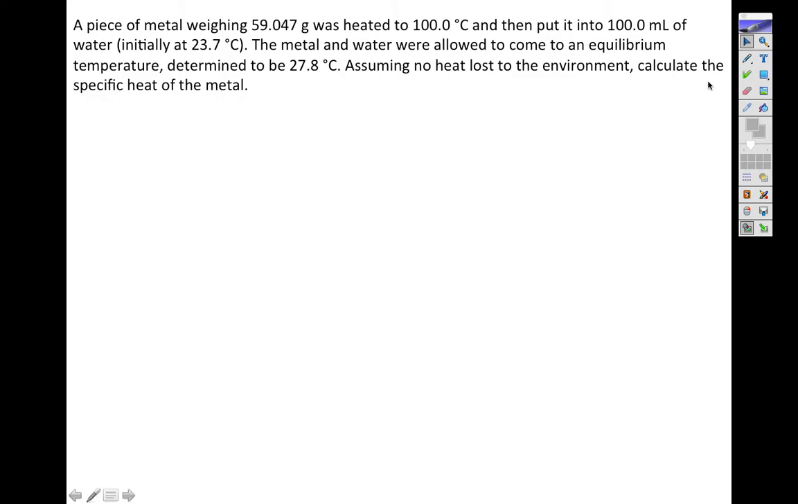So the question on this slide says a piece of metal weighing 59.047 grams was heated to 100 degrees Celsius and then put into 100 milliliters of water, initially at 23.7 degrees Celsius. The metal and water were allowed to come to an equilibrium temperature determined to be 27.8 degrees Celsius. Assuming no heat loss to the environment, calculate the specific heat of the metal.